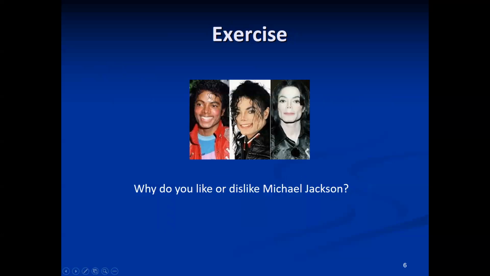Attempt the exercise shown. Do you like or dislike Michael Jackson? Why? The answers that you arrive at are likely to illustrate the things on which attitudes are based.